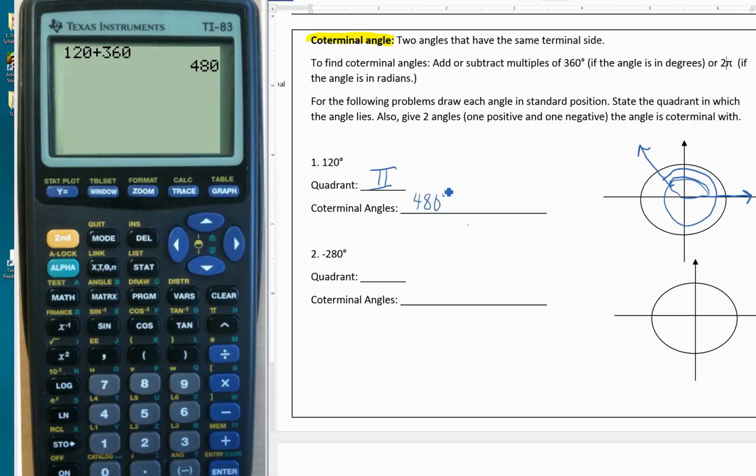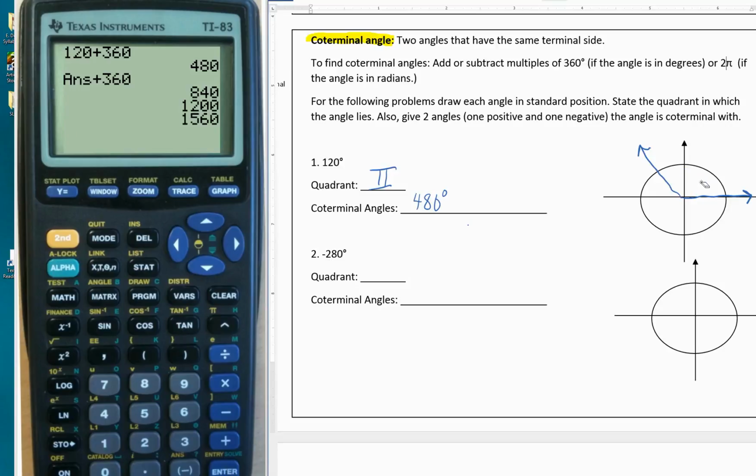And that's not the only one. There are actually infinitely many. We could add 360 again, so 840 would also be there, then 1200, 1560, all of these where we're adding 360. Now, what if we want a negative angle, and what does that mean?